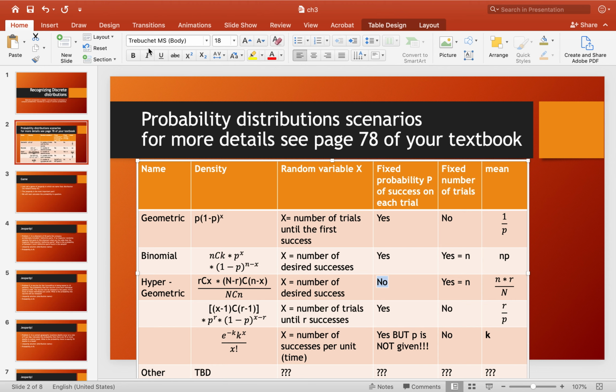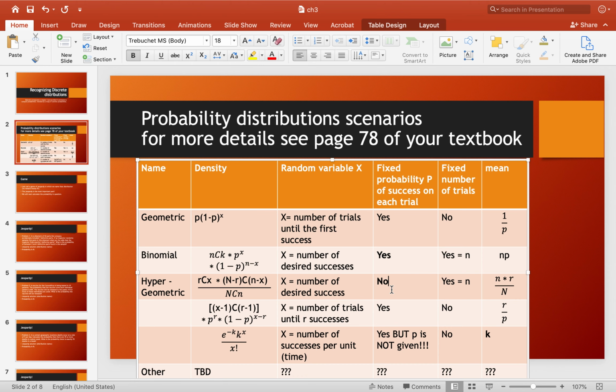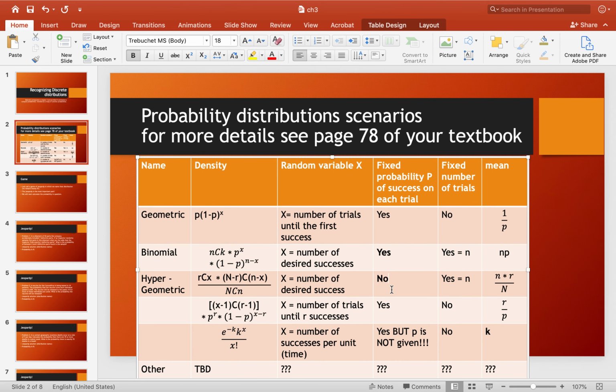So this is a very big one. No, whereas this one's yes. That allows us to distinguish between binomial and geometric because they're very similar. In fact, students commonly confuse these two. Now on the hypergeometric, there is not a fixed probability of success p.